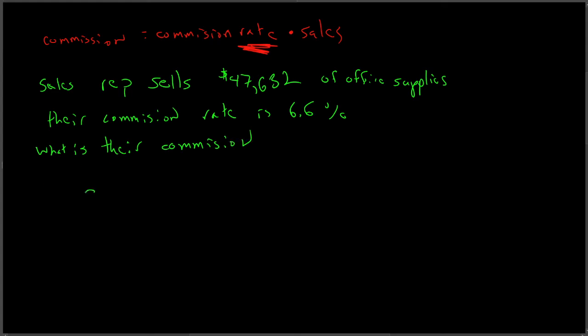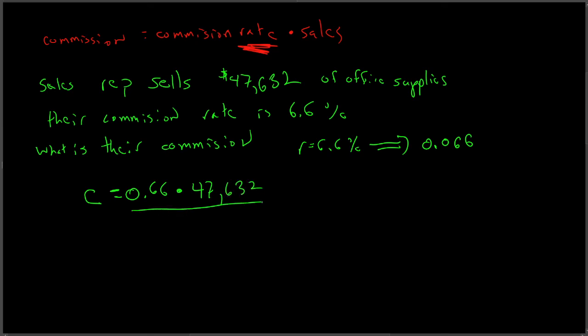So we'll say the commission is equal to the rate, which is 6.6%. We'll change this to a decimal by moving the decimal place over twice. That's 0.066. And their sales were 47,632. So this is a nice entry for my calculator. And I get 3,143.712. But I can't get a fraction of a penny.